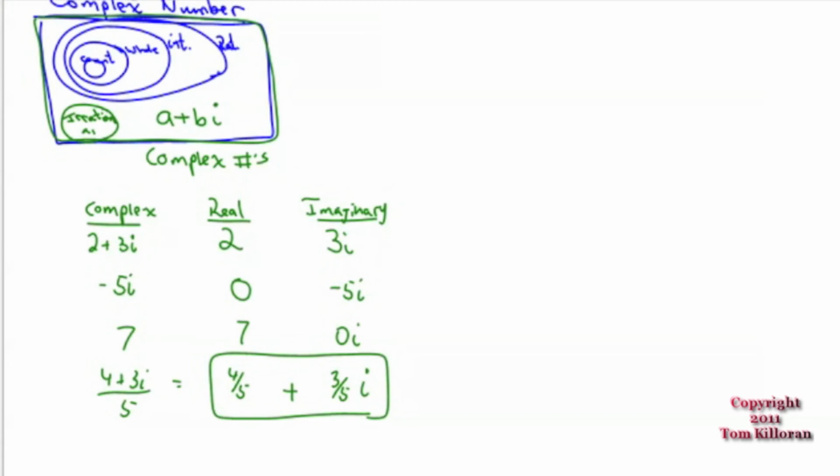The first one, (4 plus 3i) over 5, is not the proper way of writing it. It's kind of a lazy man's way of writing it. Technically, you're supposed to show the real part and the imaginary part. It's supposed to look like a plus bi.